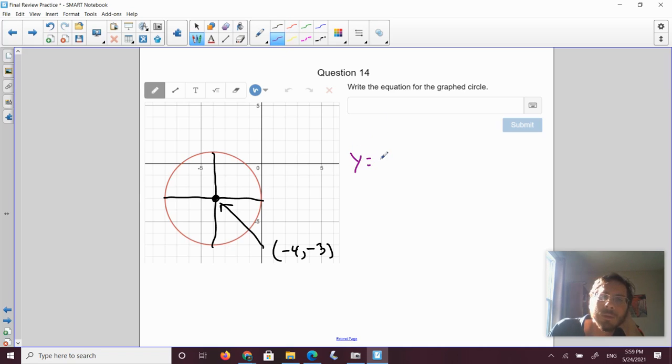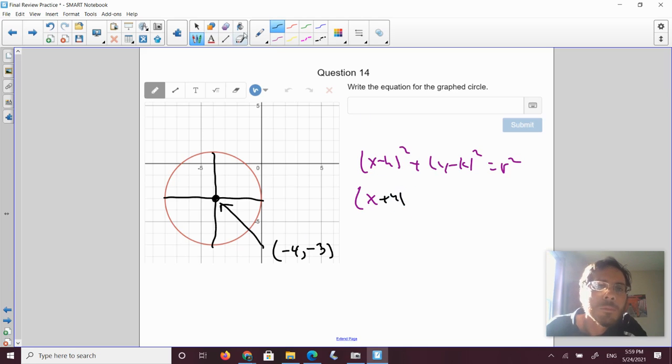So again, we're going to use the same equation, x minus h quantity squared plus y minus k quantity squared equals r squared. So x with minus 4 is going to be plus 4. So we got plus 4 there. With y, we've got a -3. So the minus sign is going to change that to a plus. Our squareds in there. And then we need to find the radius.